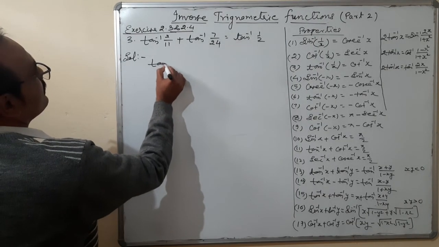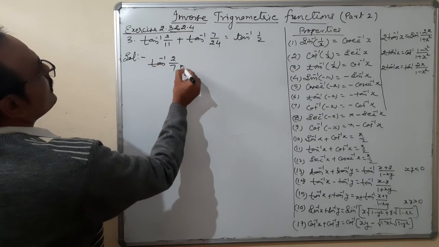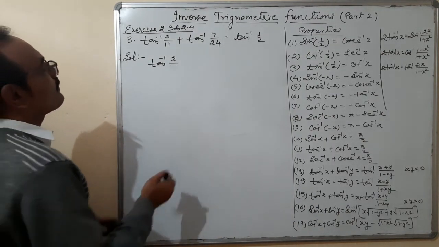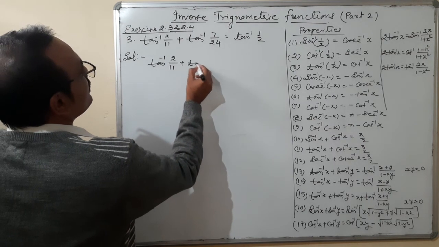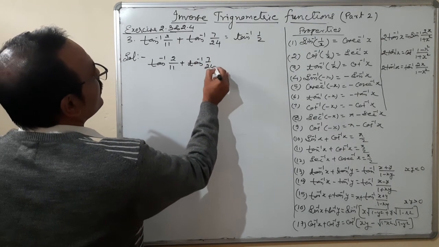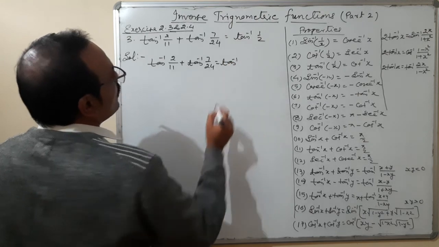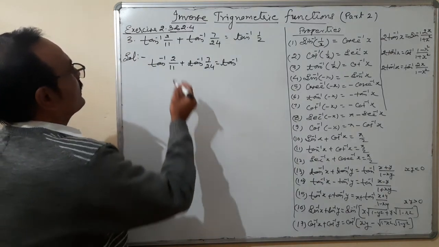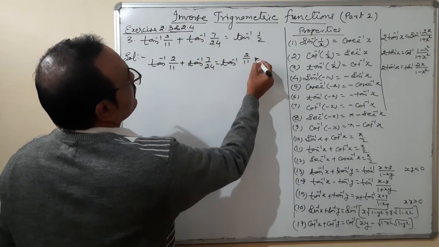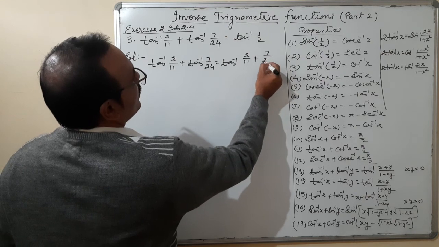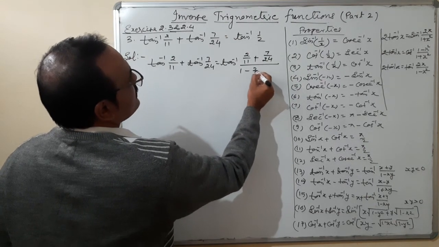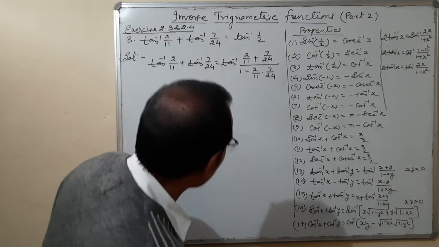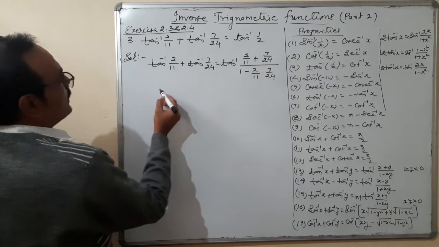Tan inverse 2 upon 11 plus tan inverse 7 upon 24 is equal to tan inverse, what is the property? Tan inverse x plus tan inverse y is tan inverse x plus y upon 1 minus xy. So x is 2 upon 11 plus 7 upon 24, upon 1 minus xy. Okay. After calculation, we are getting tan inverse 1 by 2.